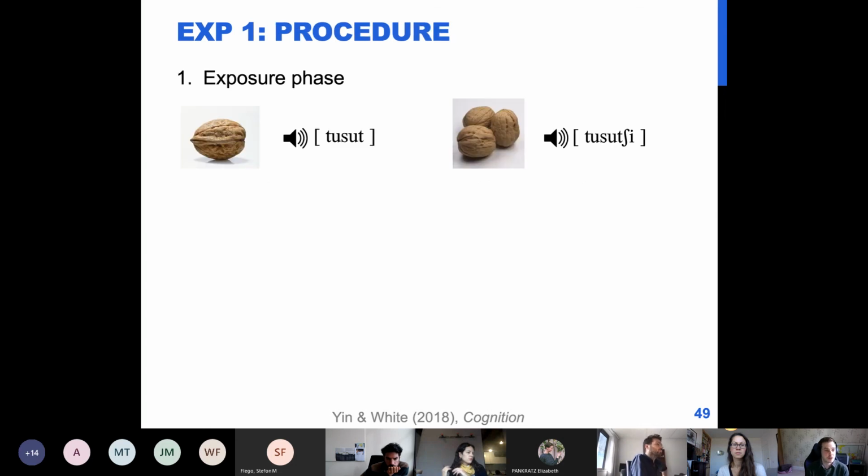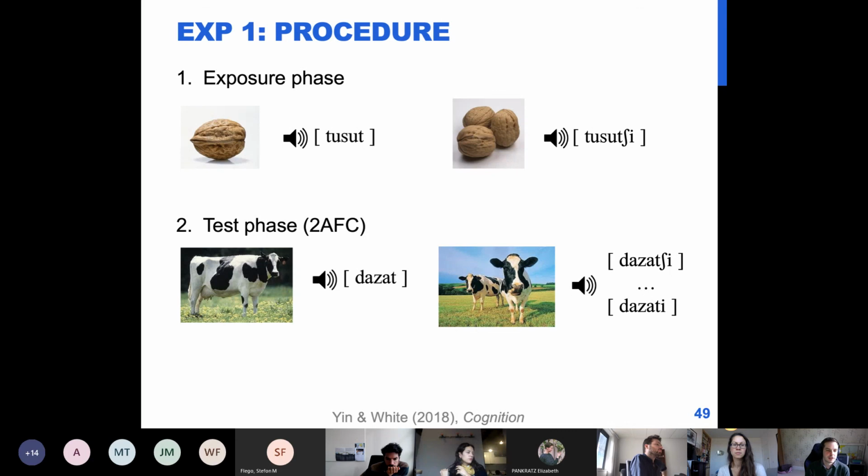The procedure was pretty straightforward. It's similar to what you've seen already. So tasut, tasuchi, they see these 2 pictures. Then they have 2 alternative forced choice tests. So if dazat is a cal, then multiple cals, dazachi or dazati. That's the test.